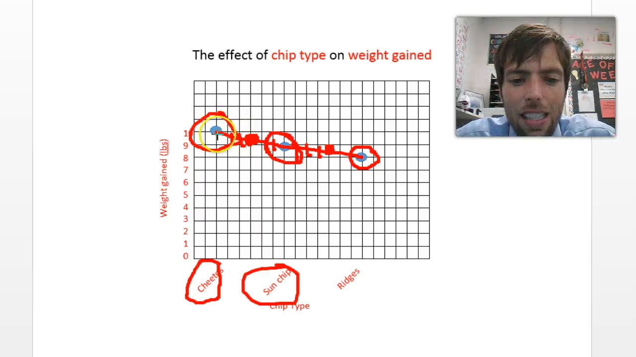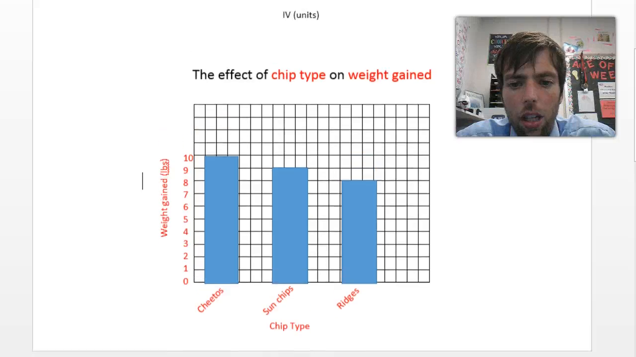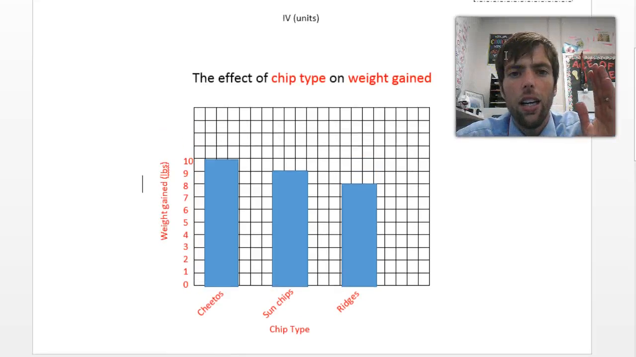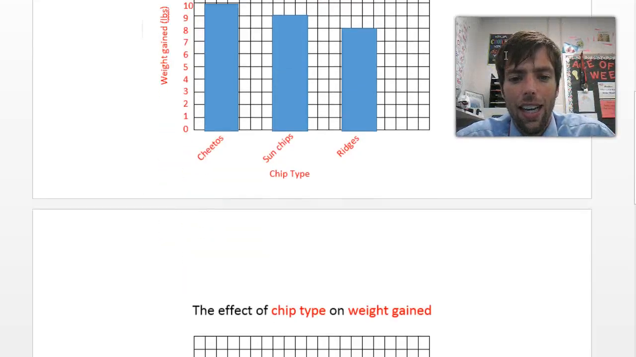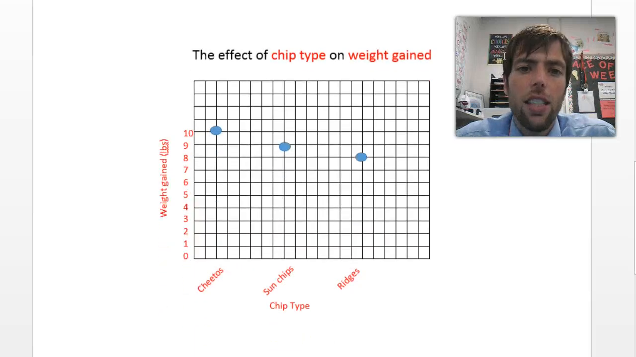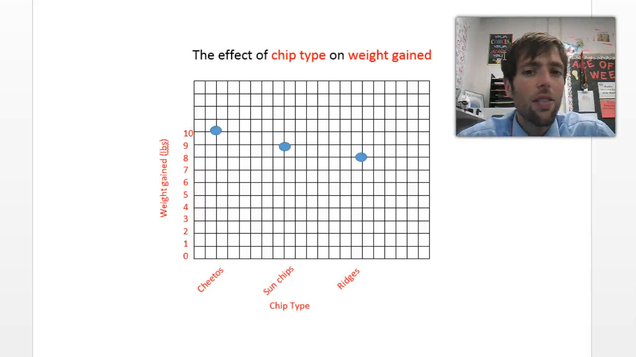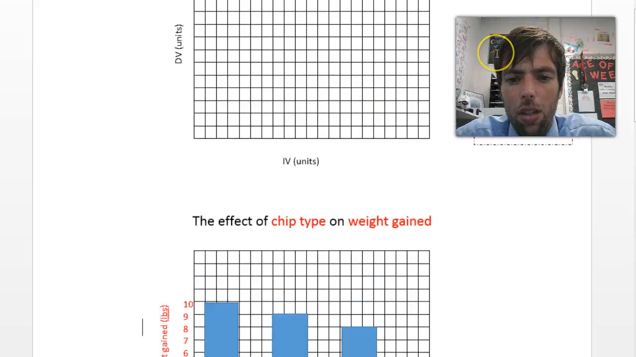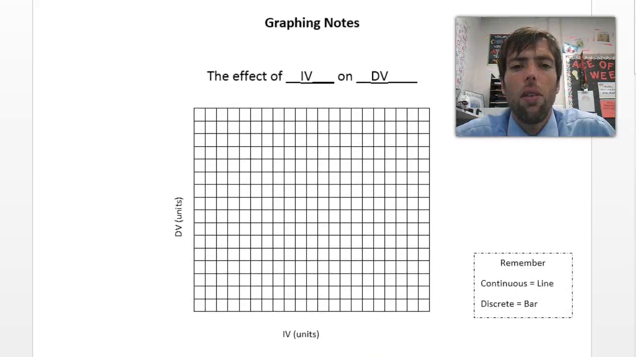And since it doesn't make sense, that's why we do discrete data in a bar graph and continuous data in a line graph. This is a tough concept for a lot of students to get, and it's okay. You're going to probably struggle with it throughout the year, and that's fine. But as long as you remember this general format right here, you should be good to go. Let's get to work.